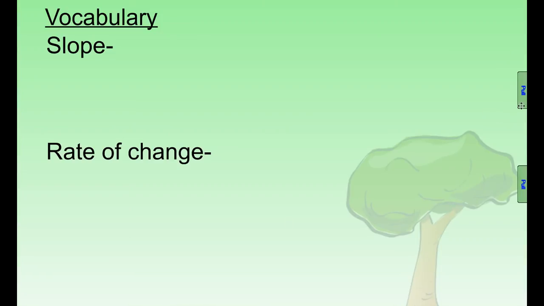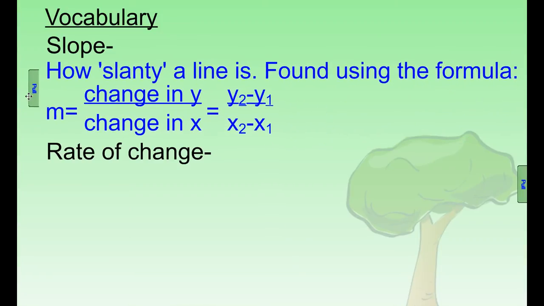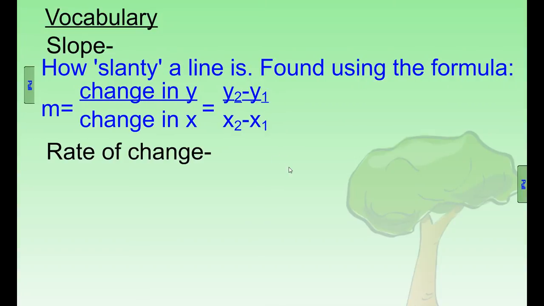Slope. Slope is how slanty a line is. And it's found using this formula, m equals the change in y over change in x, but most people, when you're talking about the slope, they just remember m equals y2 minus y1 over x2 minus x1. I just don't like the way it's written.